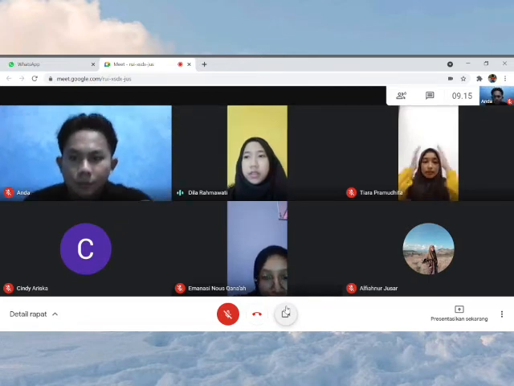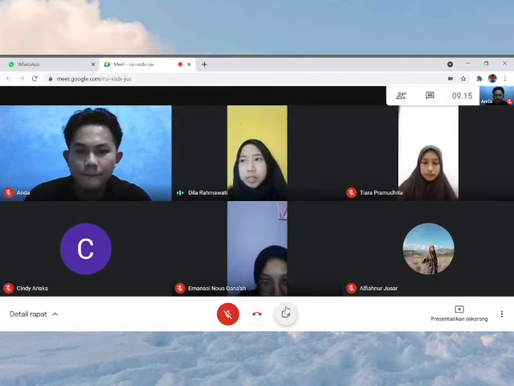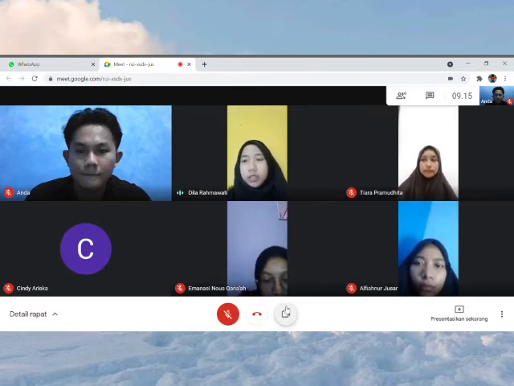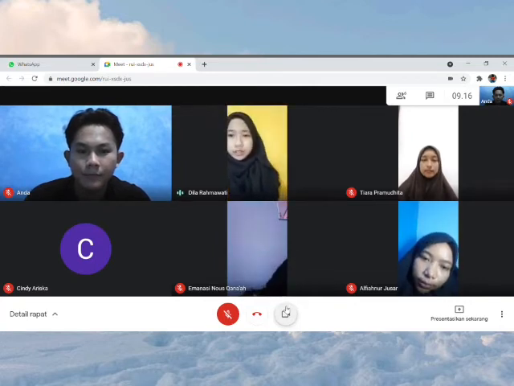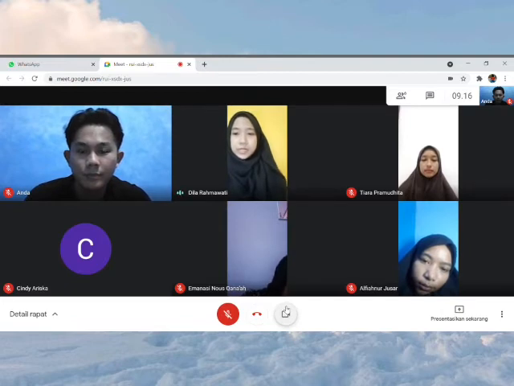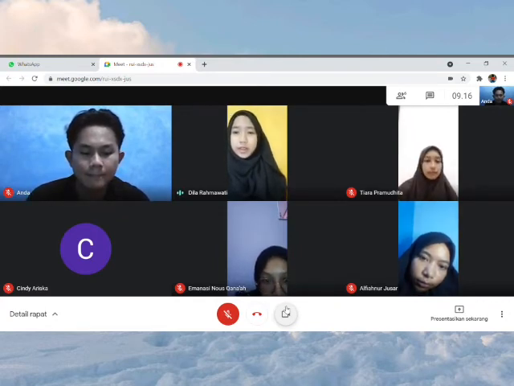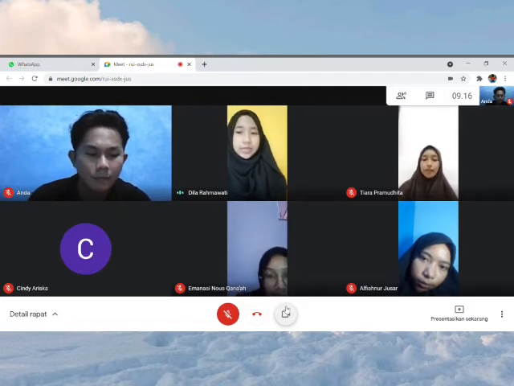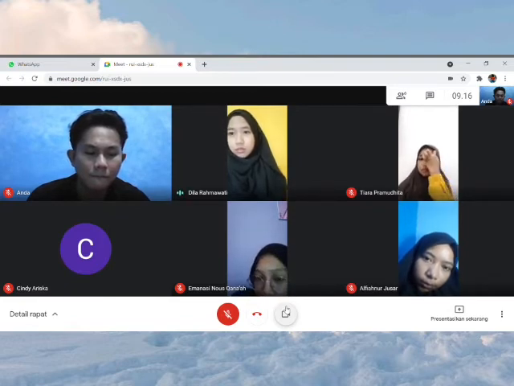And then the language features of recount text are declarative and interrogative sentences in simple past, past continuous, present perfect, and others as needed. Time conjunctions and adverbs: first, then, after that, before, when, at last, finally. Okay, the next is timing adverbs and prepositional phrases. And singular and plural nouns with or without the, this, those, my, their, etc. And then speech, word stress, intonation, spelling, punctuation, and handwriting. I think that is the summary of the lesson today.